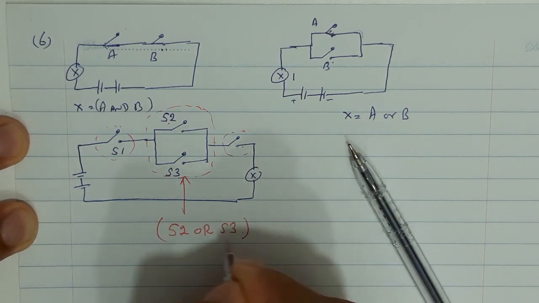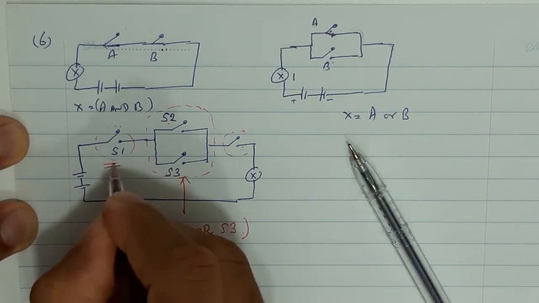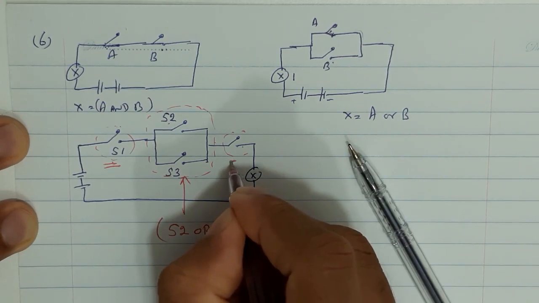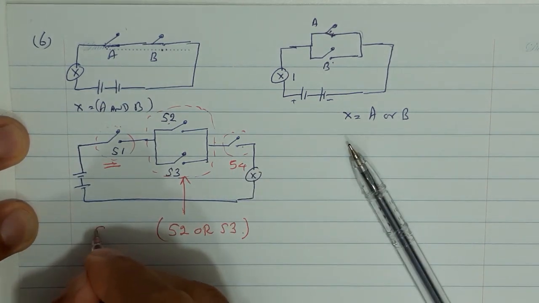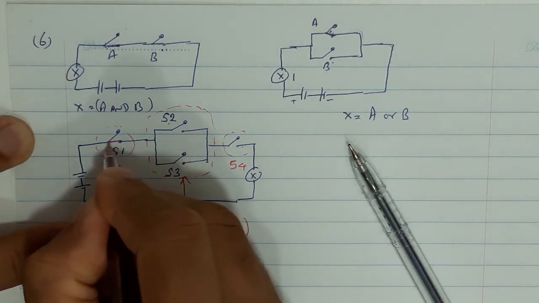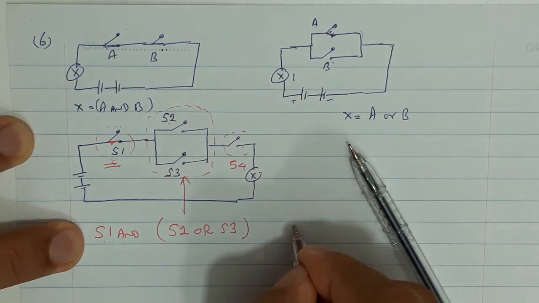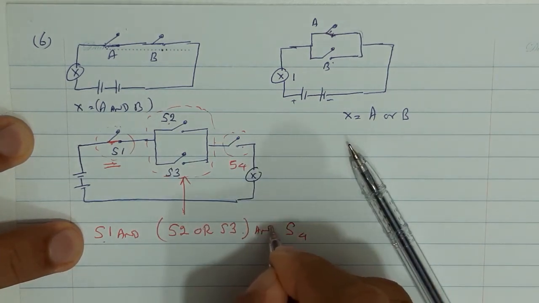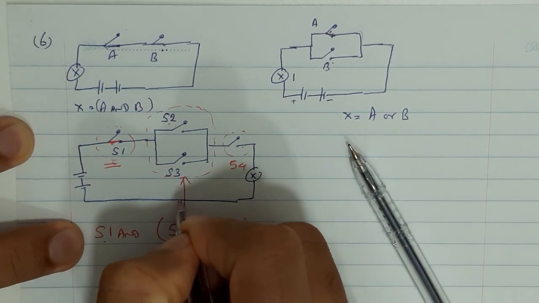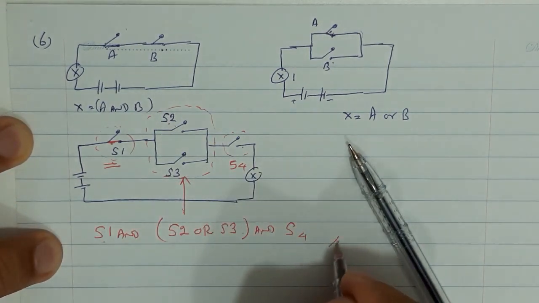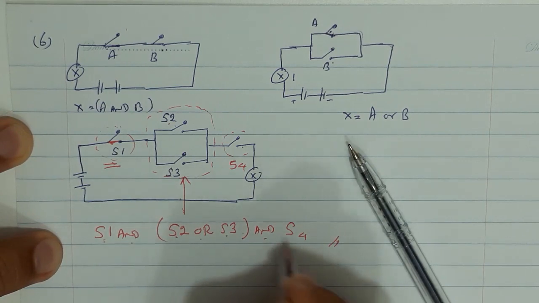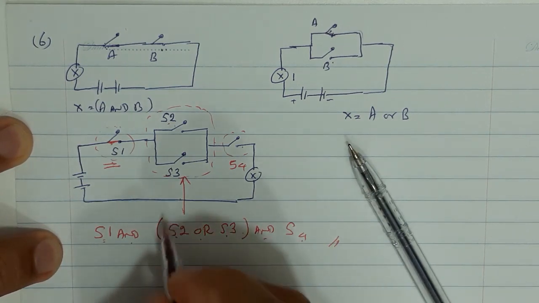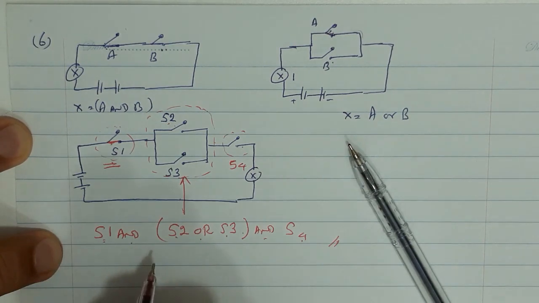That's the equation for the middle part. Now with this middle part, we have to consider S1 as well as S4. Then our equation has to be S1 and this should be turned on. Not only that, even S4 has to be turned on, and either of these switches has to be turned on. Then this is the equation: S1 AND (S2 OR S3) AND S4. The bracket is essential at this moment. Why? Because either of these has to be turned on.